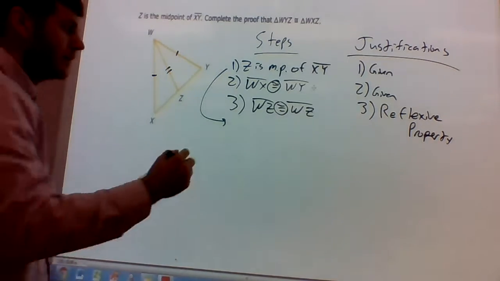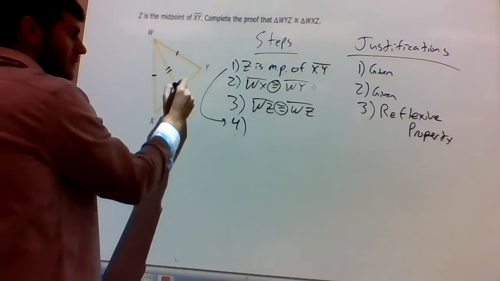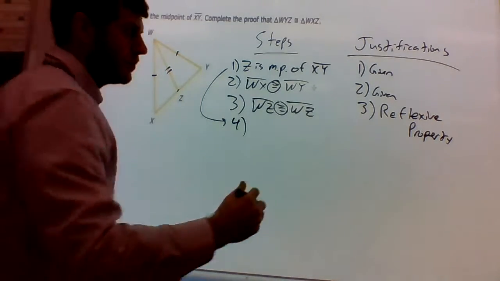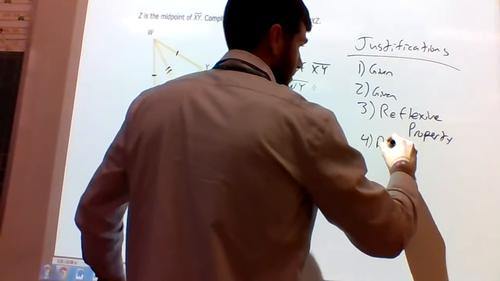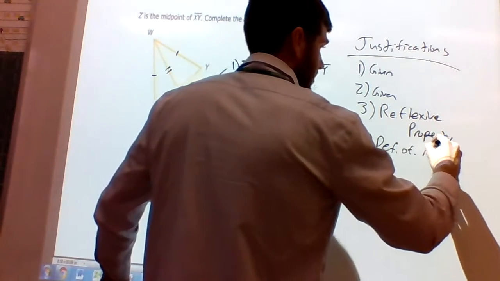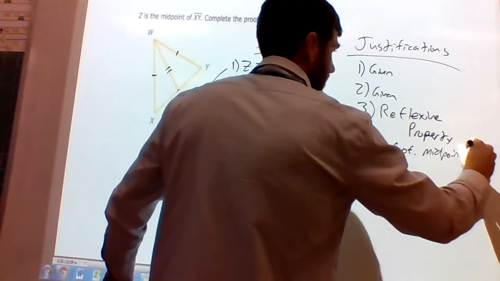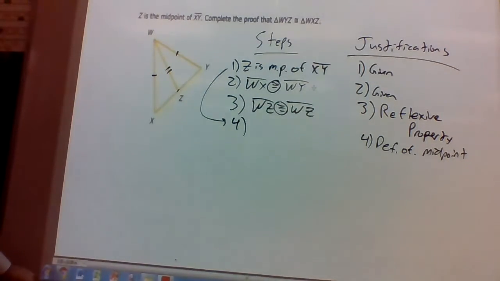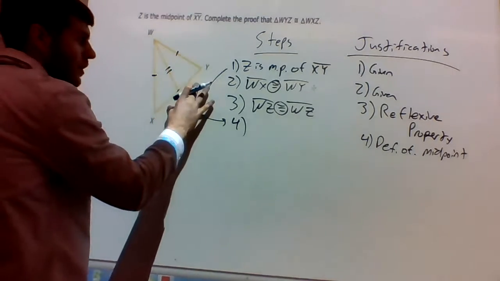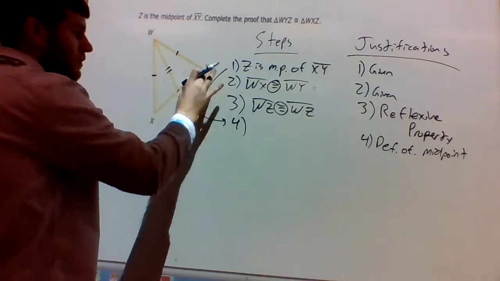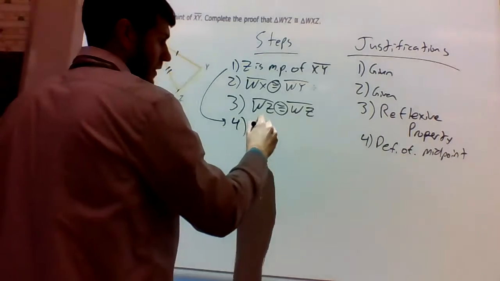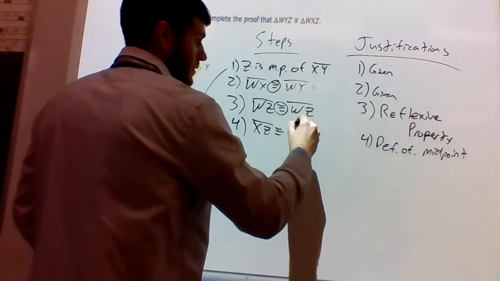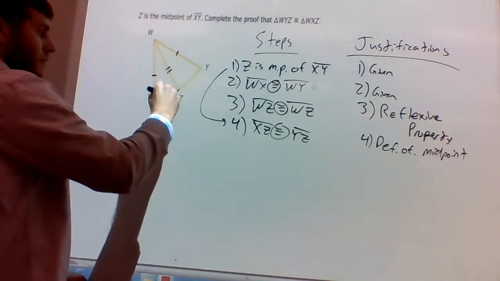is the midpoint of XY. So again, Z is the midpoint of XY. So the definition of a midpoint says that it splits this segment into two congruent segments. So Z is splitting XY in half, so XZ is going to be congruent to YZ. XZ is congruent to YZ. Put our hash marks in.